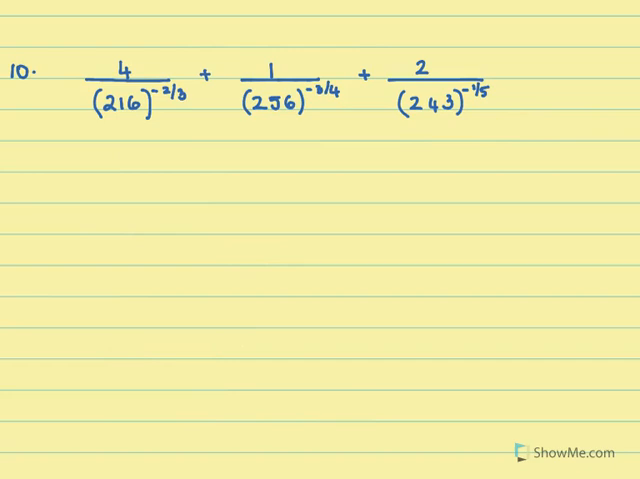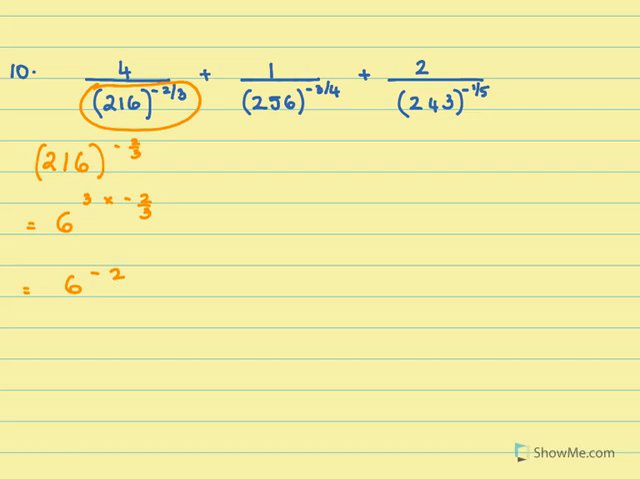This is our next sum. What we are going to do is, first we're going to solve each of these terms separately. Let me take up this first term and I'm going to solve it. So that is 216 raised to minus 2 by 3. 216 is 6 raised to 3 into minus 2 by 3. So this works out as 6 raised to minus 2.